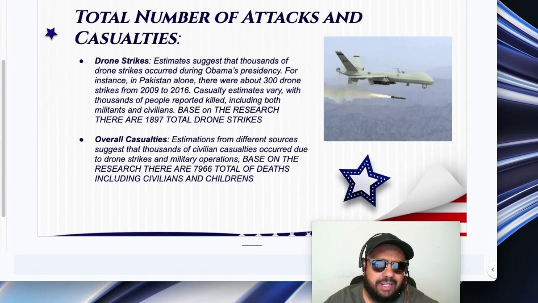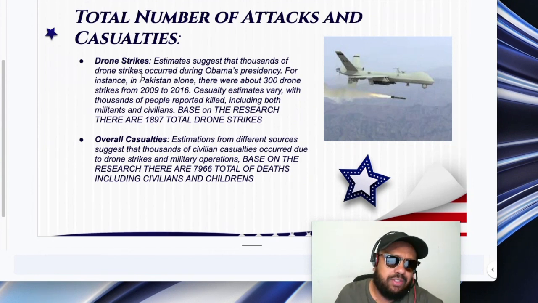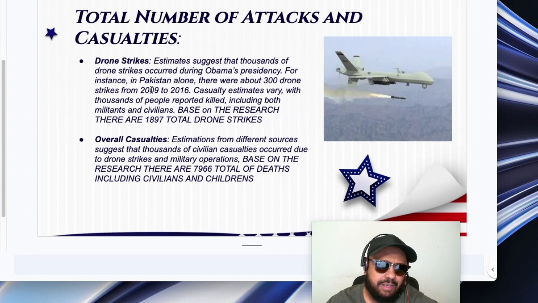Total number of attacks and casualties. Casualties, innocent people. Drone strikes estimated suggest that thousands of drone strikes occurred during Obama's presidency. In Pakistan alone, there were about 300 drone strikes from 2009 to 2016. Casualty estimates vary, with thousands of people reported killed, including both militants and civilians. And of course, there are a lot of children and women as well.